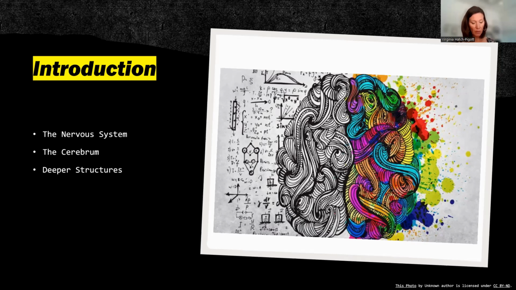First is a brief overview of the nervous system. Second, I will spend most of the module talking about the cerebrum. And finally, I'll wrap it up discussing the deeper structures. There is a direct correlation between regional brain function and the symptoms our clients are experiencing. Therefore, it is imperative that we have at least a basic knowledge of neuroanatomy and physiology.